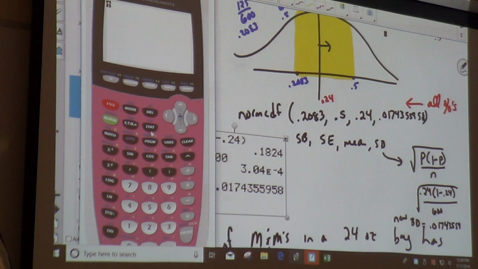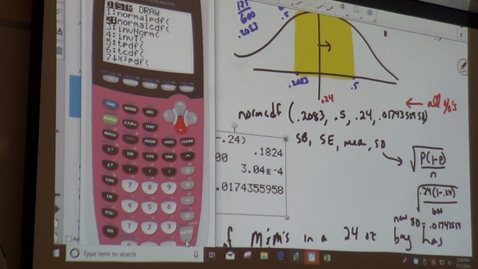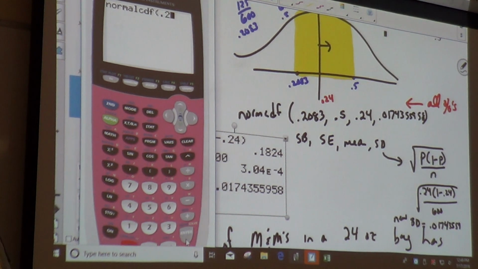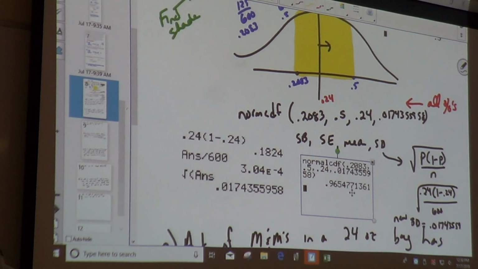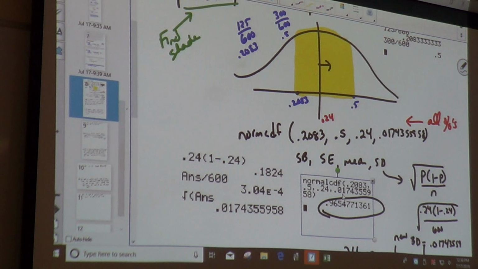So now I'm going to do second VARS normal CDF of 0.2083, comma, 0.5, comma, 0.24, comma, 0.01743555958. That represents the area under the curve. And your answers are going to be multiple choice, so you don't have to worry about where to round it to. This is a quote-unquote P problem.